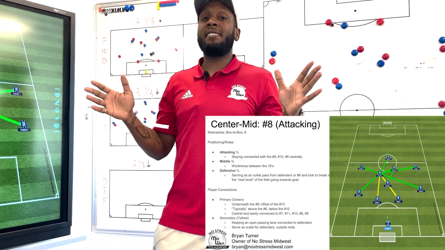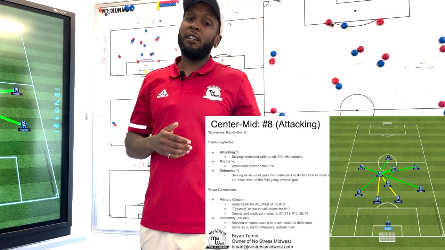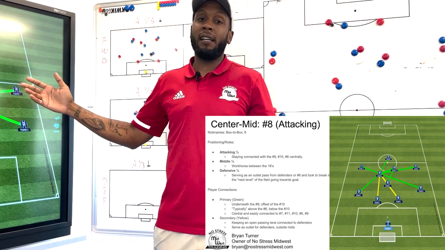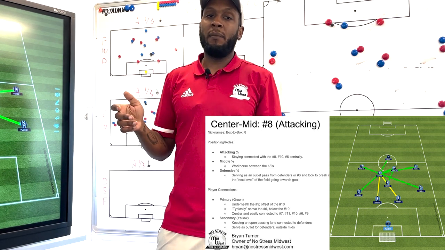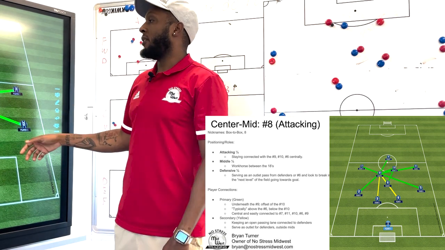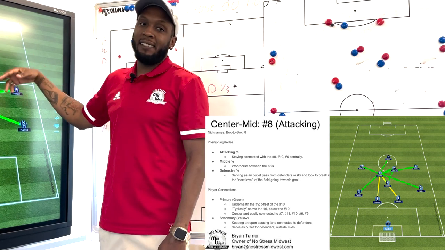As I said, nothing is definite, so there are times where your 8, your 6, or your 10 can get out wide, and as long as the other center mids are there to help balance it out, that's okay. In the middle third, you're just moving from 18 to 18.